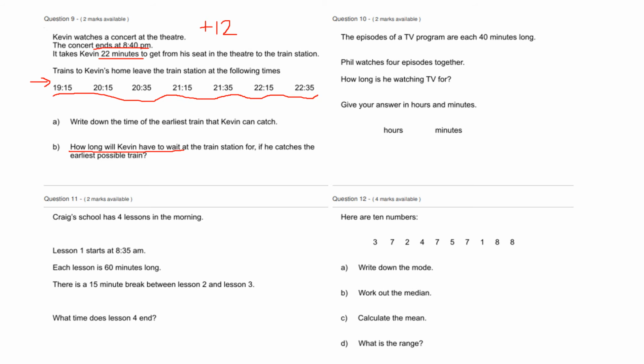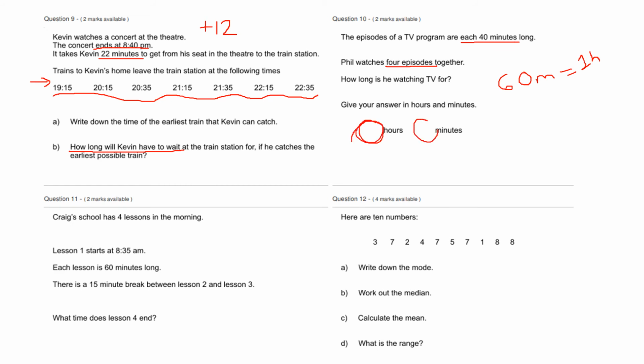Question 10. Phil's going to watch 4 episodes and each are 40 minutes long, okay? So it's just 4 lots of 40 minutes, but remember that there are 60 minutes in 1 hour. So however many 60s there are, that will be your hours bit here. And then any leftover minutes will go there.